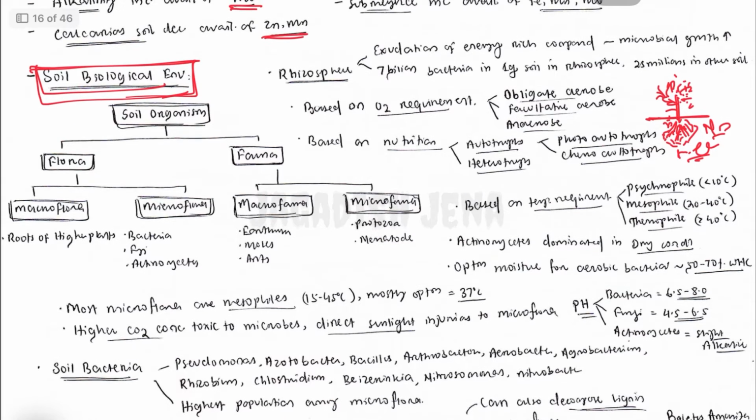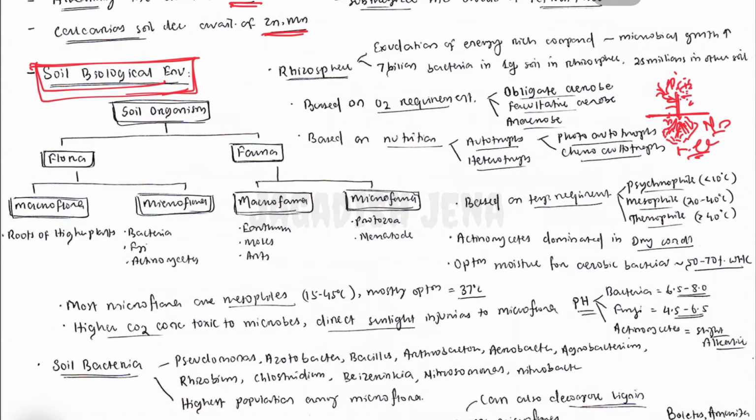If we classify soil organisms, the soil biological environment basically depends on the major function of soil organisms. Soil organisms can be grouped into soil flora and soil fauna. Under soil flora there are macroflora and microflora. Under soil fauna as well, macrofauna and microfauna are present. What are the examples of macroflora? Macroflora are the roots of higher plants. Plants and their roots come under macroflora. Soil microflora are bacteria, fungi, and actinomycetes.